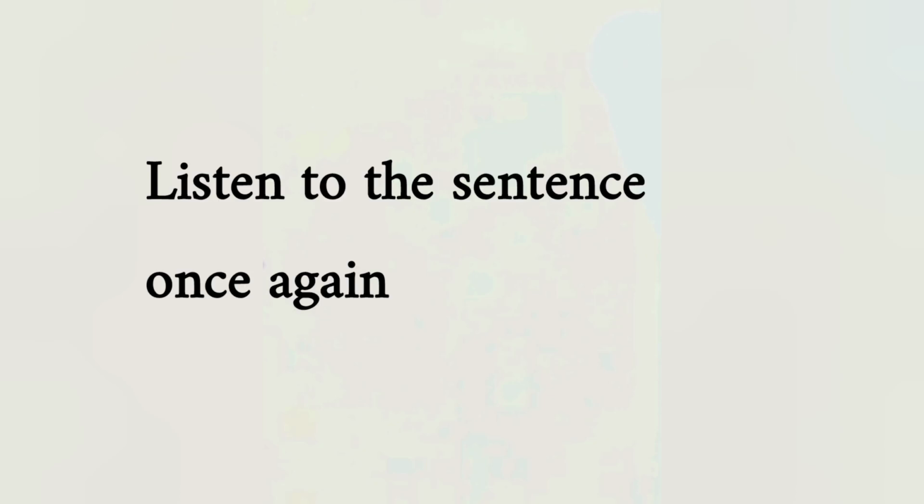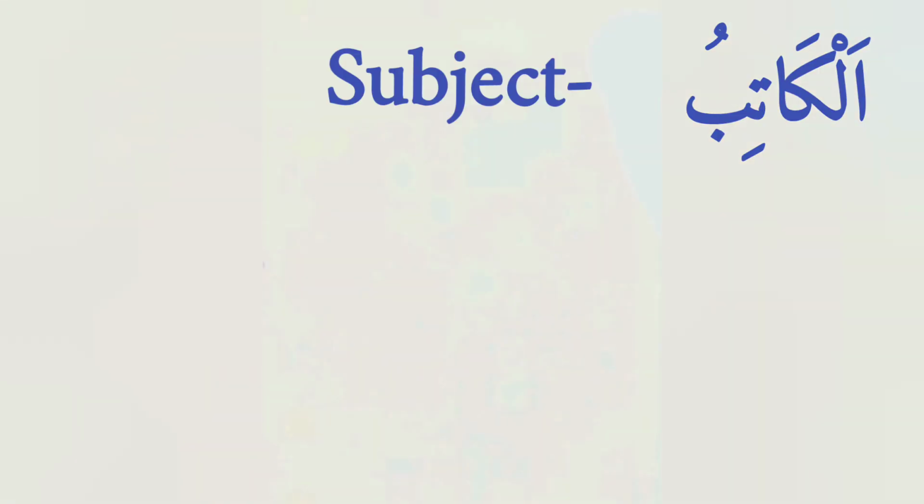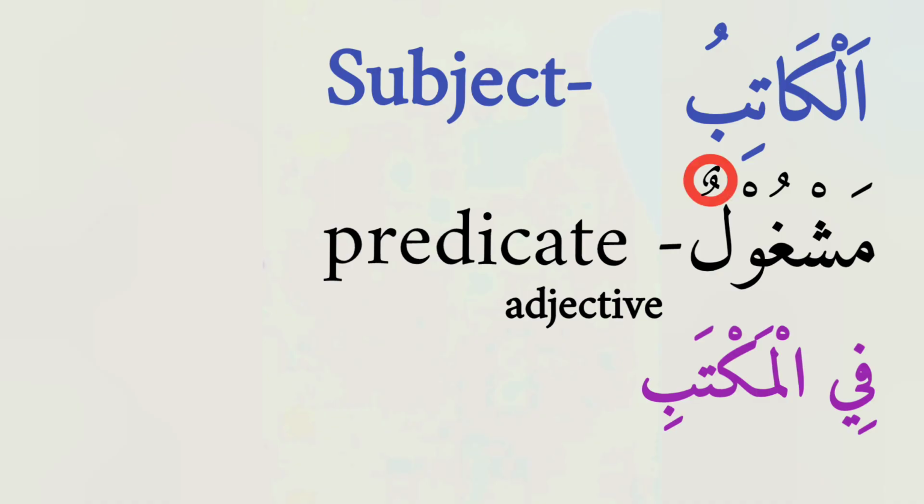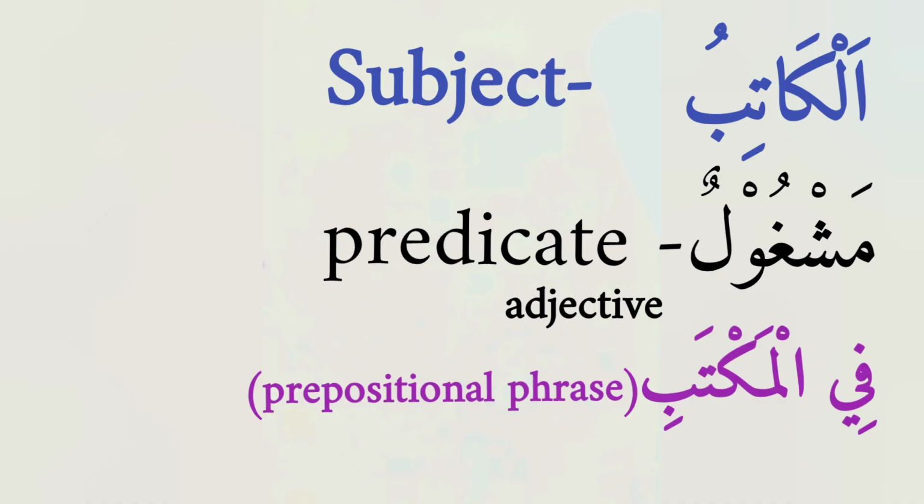Listen to the sentence once again. الكاتب is the subject of the sentence which is definite taking, al. مشغول is adjective and predicate of the sentence and therefore taking a tanween mark. في المكتب is a prepositional phrase and the part of the predicate, and therefore takes a short vowel in the ending letter.